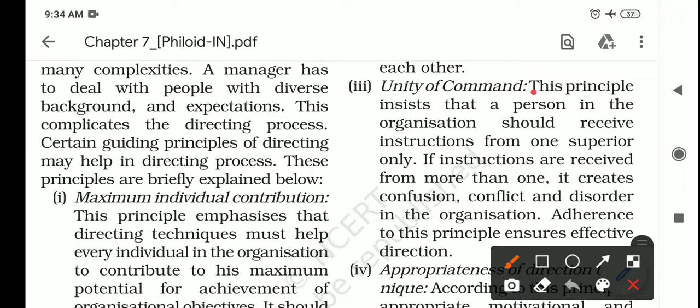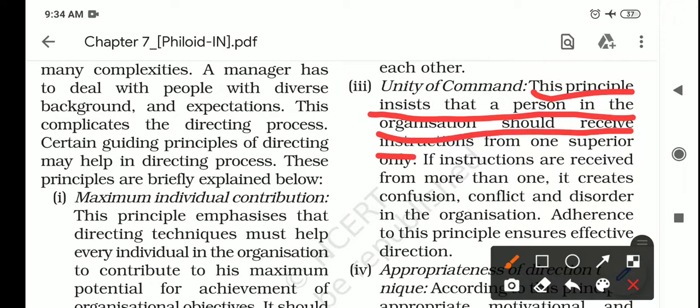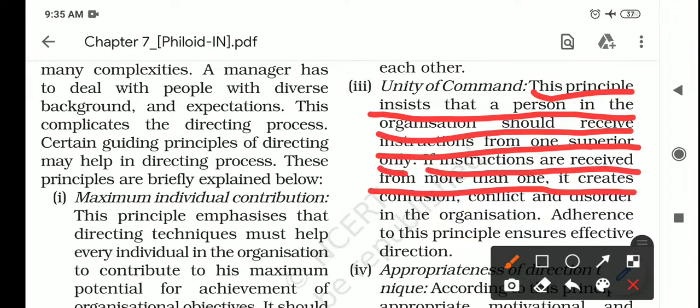So this principle insists that a person in the organization should receive instructions from one superior only. If instructions are received from more than one, it creates confusion, conflicts, and so how much will you note down? You will note down till here. This principle insists that a person in the organization should receive instructions from one superior only.